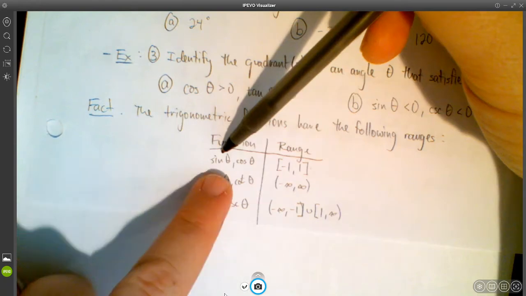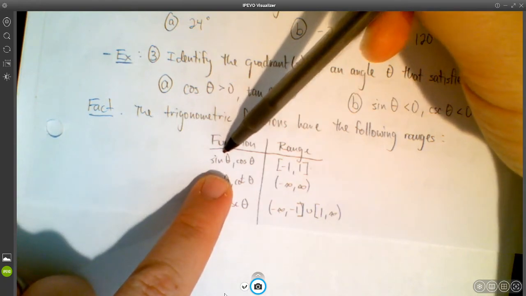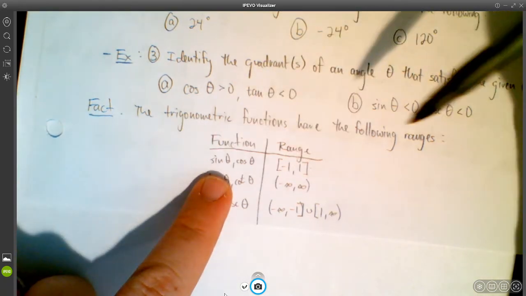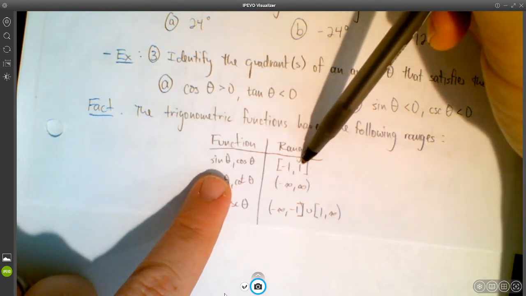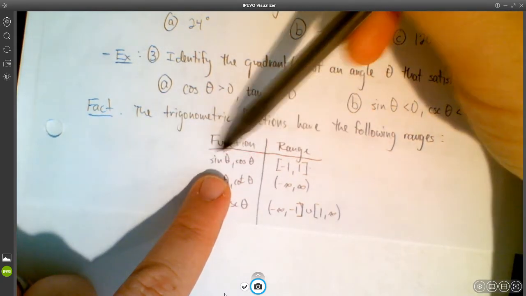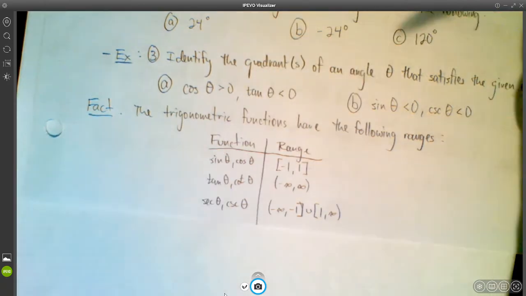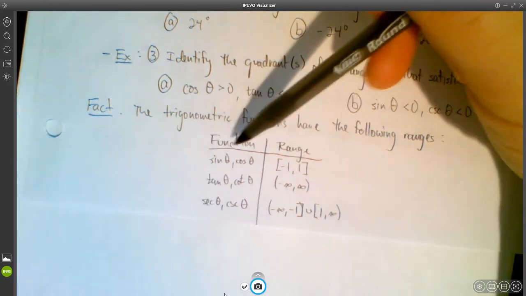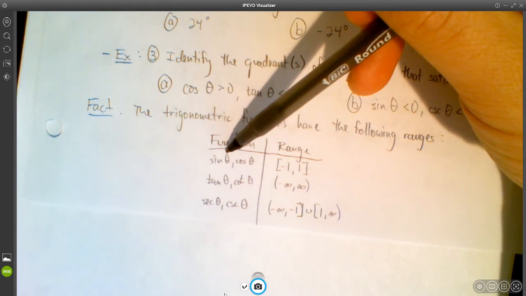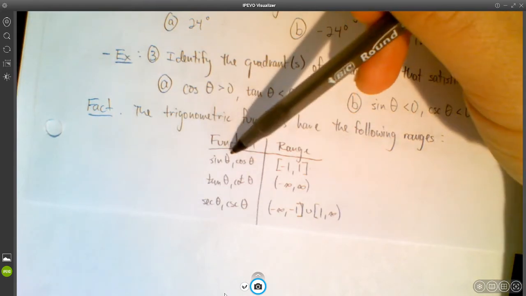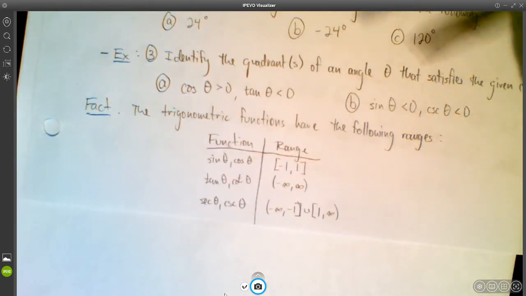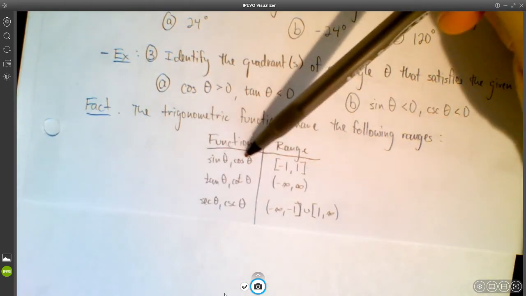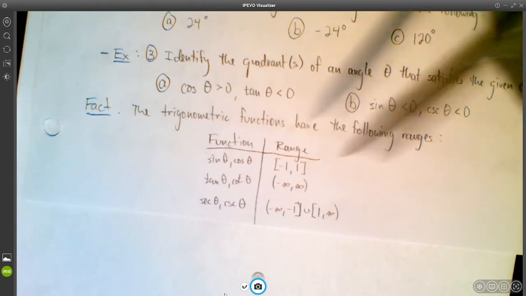So if we're saying that the set of outputs for the sine function are between -1 and +1, or sorry, if we're saying that the range is -1 to 1, then we're saying that all of the outputs of sine fall between -1 and +1. So it doesn't make sense to say, for example, that sine of some angle is equal to 5, right? That's outside of the range of the sine function. Same thing goes for cosine. They have the same range.